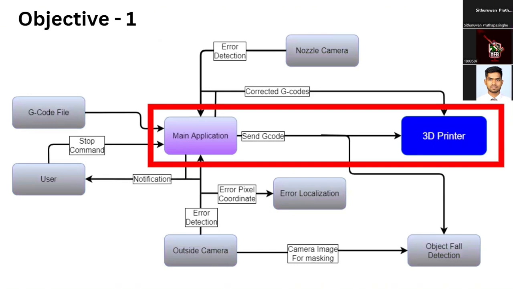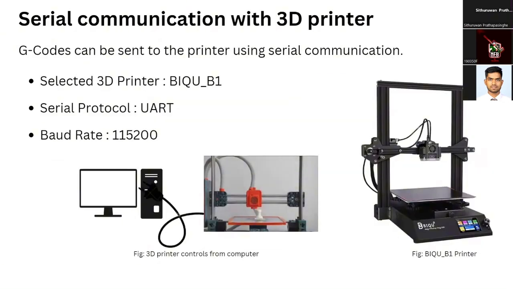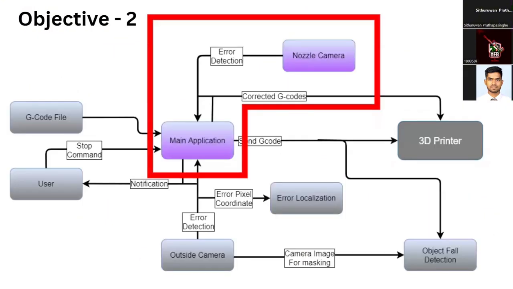Objective 1 is the first objective of our project. To take manual control of the 3D printer, we created a Python script that can send G codes line by line to the 3D printer. In that case, we use the UART protocol to communicate with the 3D printer. So let's move on to objective 2.